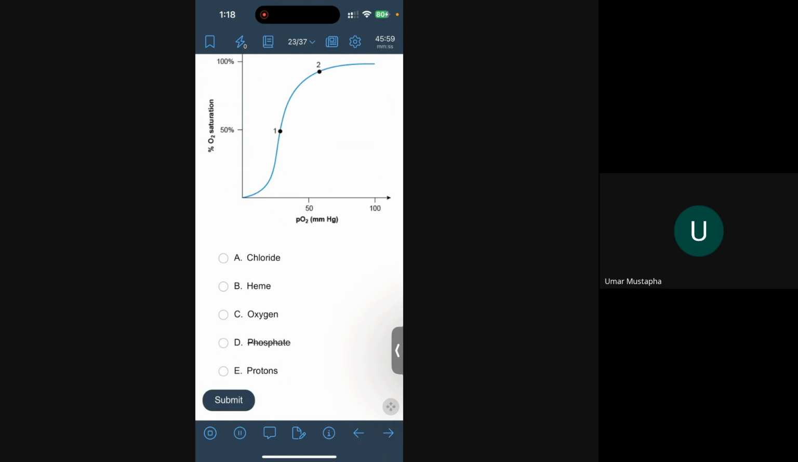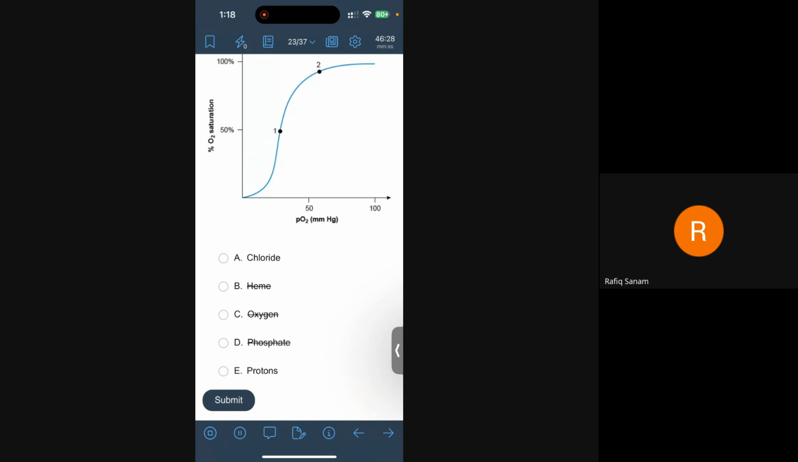Let's see. We know that B and D are not the right answer, because these are the two things which are not released by the hemoglobin. We are left with chloride, oxygen, and proton. And we are seeing that oxygen saturation is increasing from 50 to 100%, from point 1 to point 2. So that means it is taking up the oxygen, not releasing it, right? So C is not the answer. Now we are left with A and E.